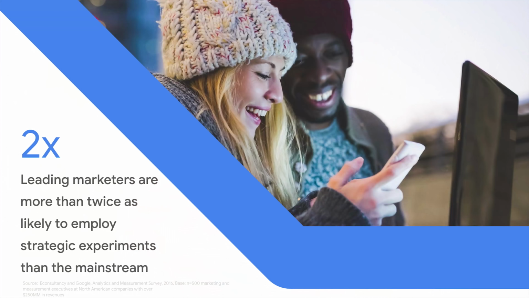And in order to do this, to find that right message, a lot of marketers are actually turning to testing and experimentation. In fact, in a recent study we did, we found that leading marketers are twice as likely as mainstream marketers to use some sort of testing or experiment service to do this. And that leads us to Google Optimize 360.